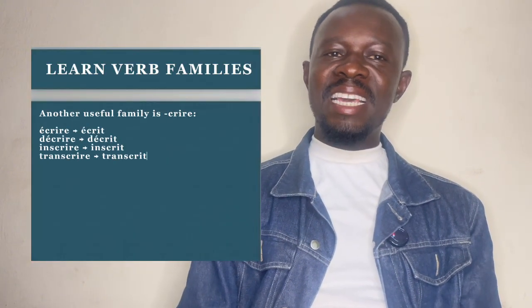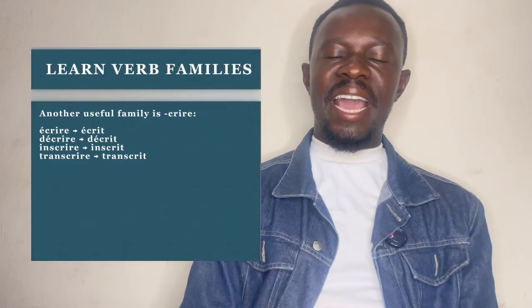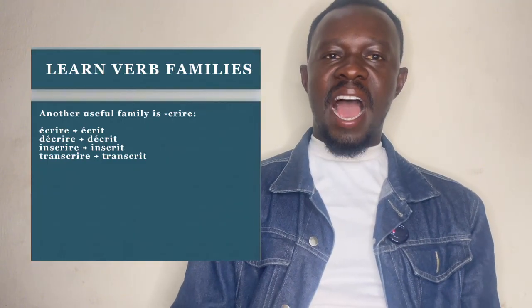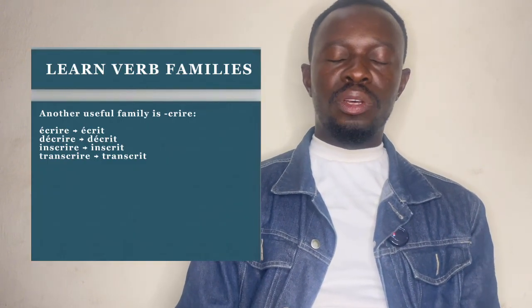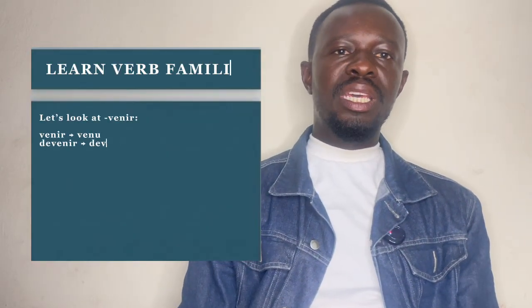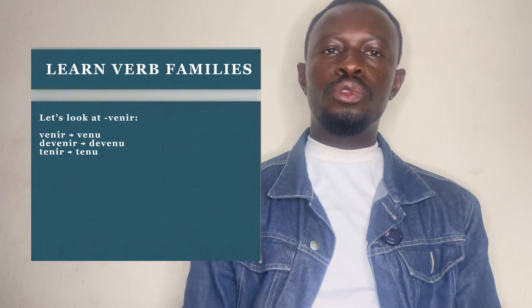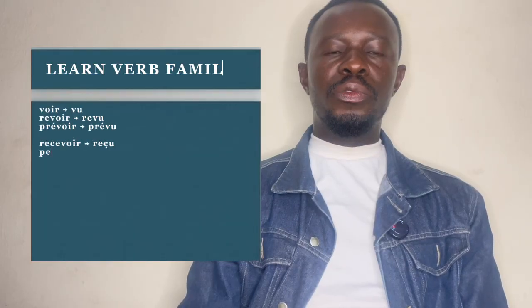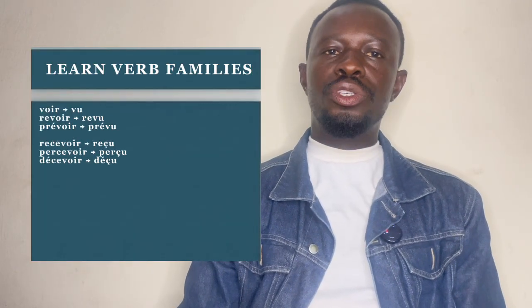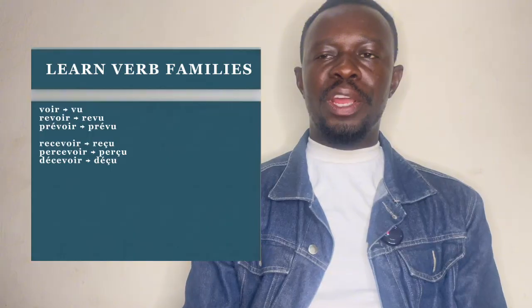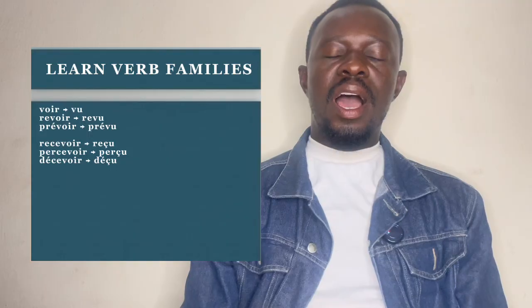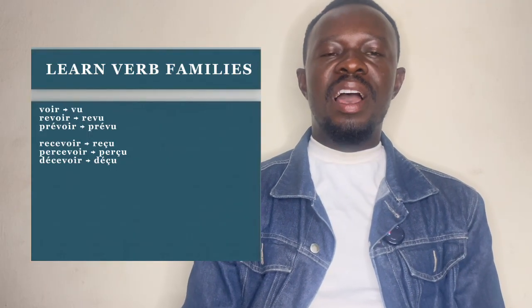Another useful family is the -crire family. Now, you can see it in écrire, and écrire changes to écrit. Décrire, décrit. Inscrire, inscrit. Transcrire, transcrit. Also, the venir family, venir changes to venu. Devenir changes to devenu. Tenir, tenu. So the voir family, voir changes to vu. Revoir changes to revu. Prévoir changes to prévu. Recevoir, reçu. Percevoir, perçu. Décevoir, déçu.